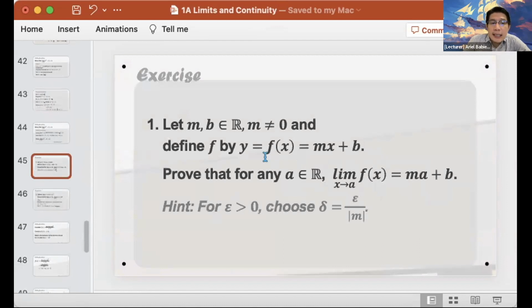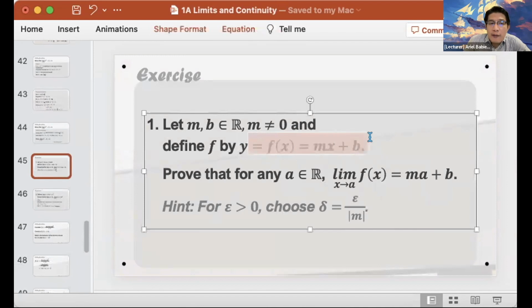This is the general linear function y equal to f of x equal to mx plus b. Okay, the limit of mx plus b as x approaches a. Again, this is just the linear function, defined at every x. As x approaches a, again, you can do this by substitution. The limit will be ma plus b. You can also trace the graph if you want.